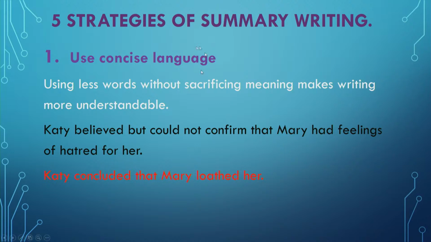It's another word for hated, right? Disliked her, right? So here you can see that in the original sentence, how many words do we have? It's 1, 2, 3, 4, 5, 6, 7, 8, 9, 10, 11, 12, 13, 14 words. And then when you summarized it, we only summarized it in 6. 1, 2, 3, 4, 5, 6 words. But can you see the meaning is still the same? Here we can see that Katie concluded or assumed that Mary disliked her, loathed her, hated her, right?